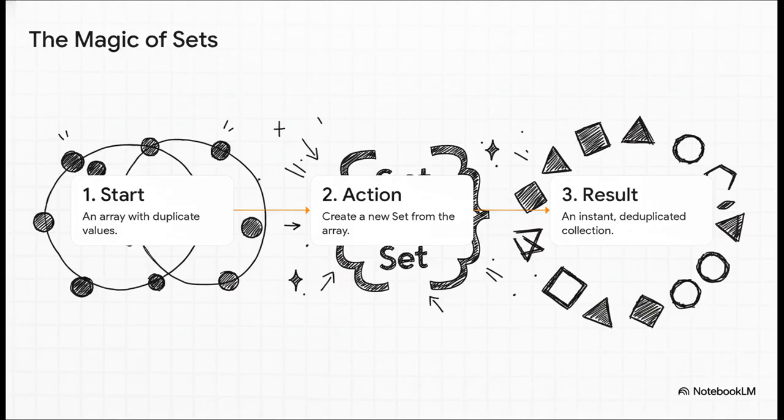You see it's got duplicates in it. Then, with just one line of code, you pass it into a new set, and bam! Instantly, all the duplicates are just gone. It is seriously one of the cleanest and most efficient ways to dedupe data in all of JavaScript.